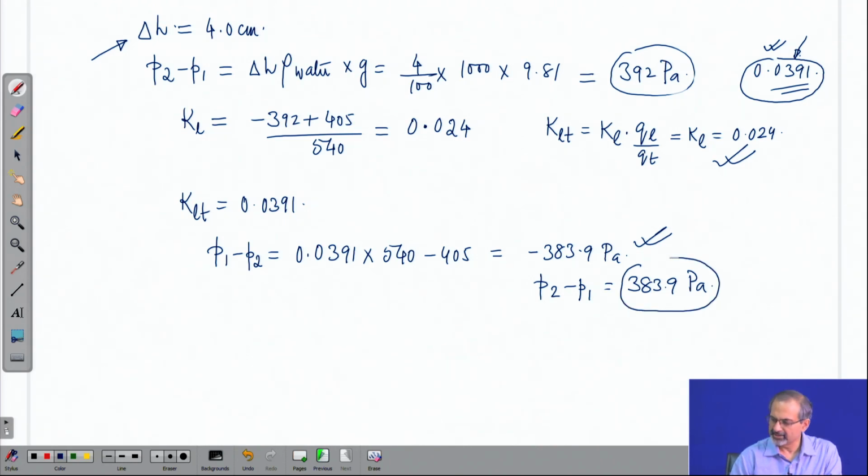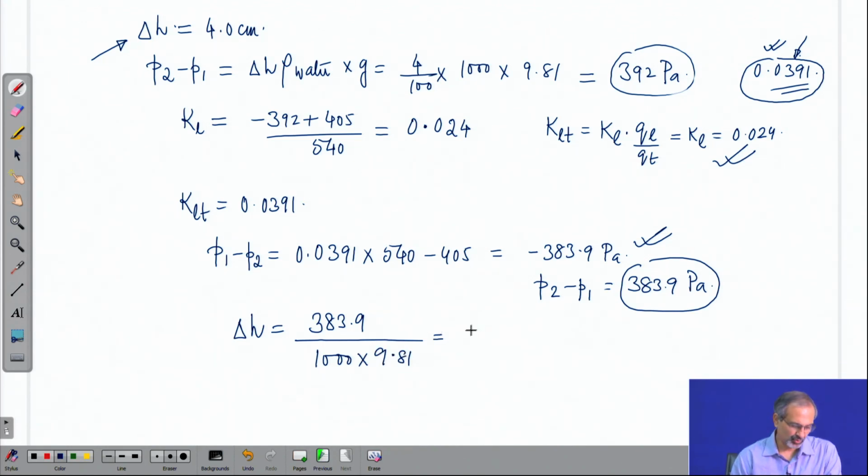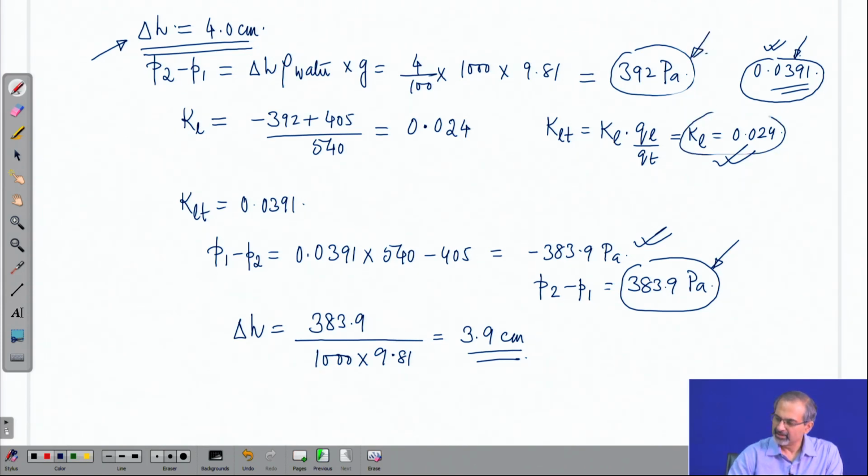So, there is a slight change in pressure, and then how does it reflect in the delta H calculations? Delta H is 383.9 divided by rho and g. So, what does it give you? It gives you a value of 3.9 centimeters. That means, only for 1 millimeter change in the water column height, you can see a corresponding change in pressure of this order.